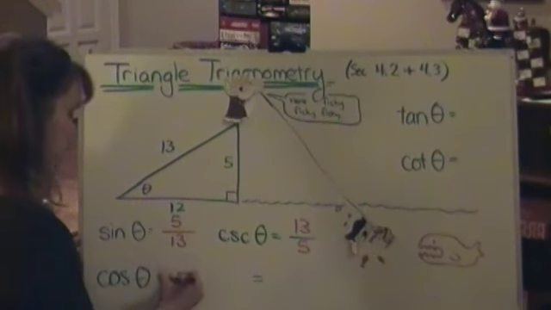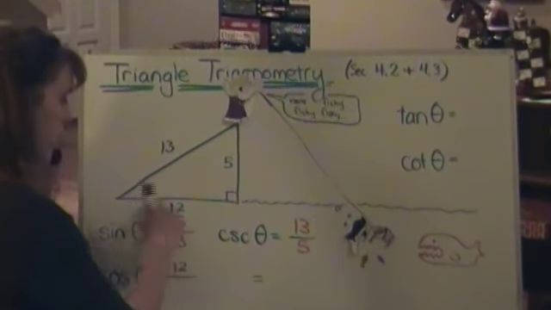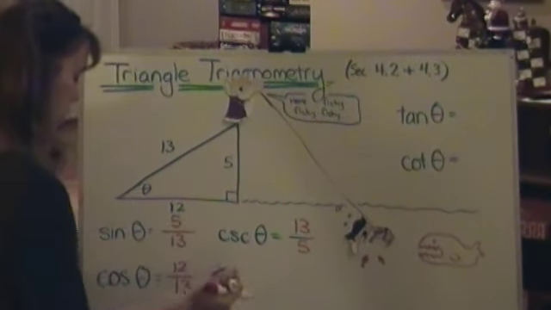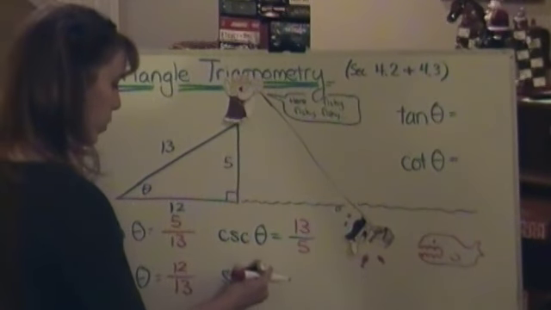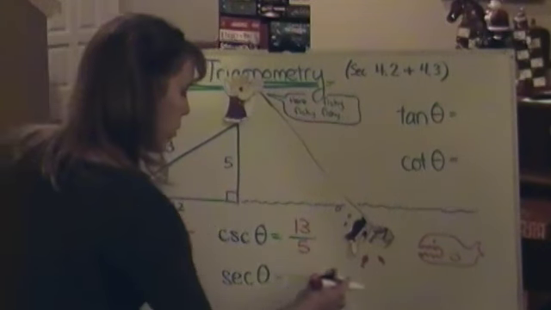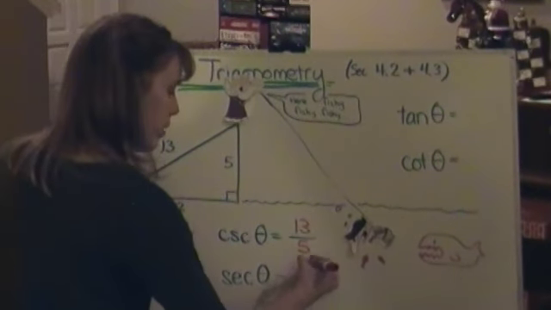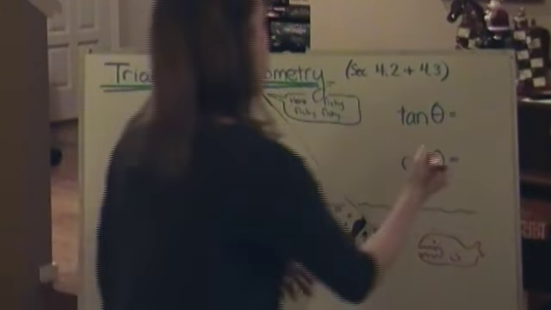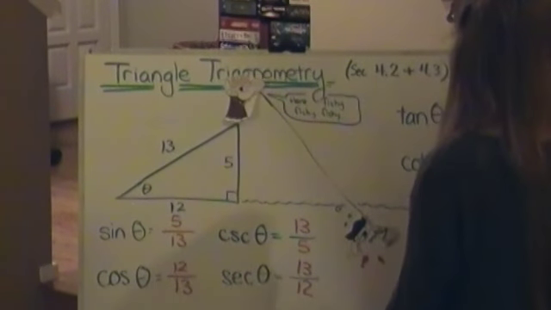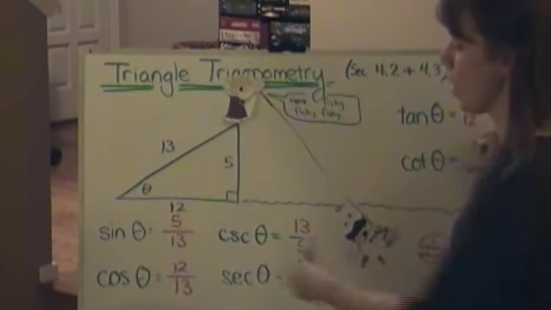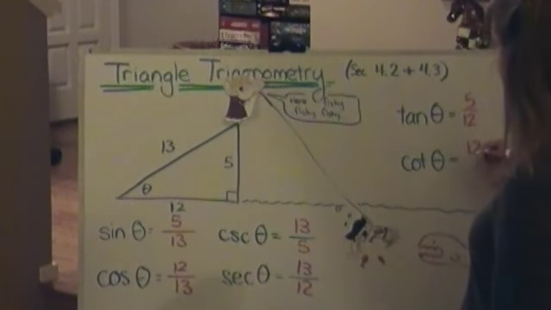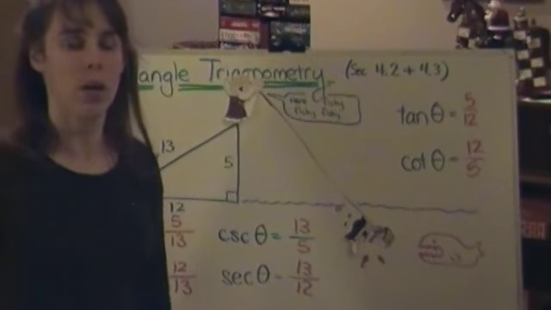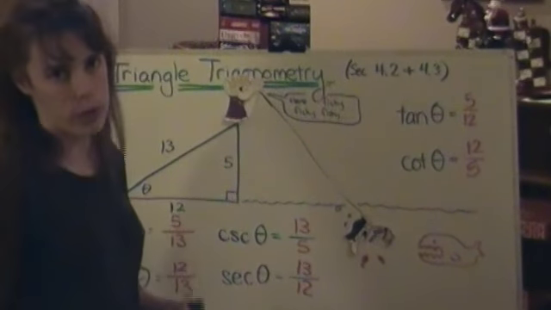Cosine of theta is 12, the adjacent side over 13. And the trig function related to that, its reciprocal, is secant theta. And that is 13 over 12. Okay? Tangent is opposite over adjacent, 5 over 12. So adjacent over opposite would be 12 over 5. And that's really all I'm asking for right now for all of those trig functions.